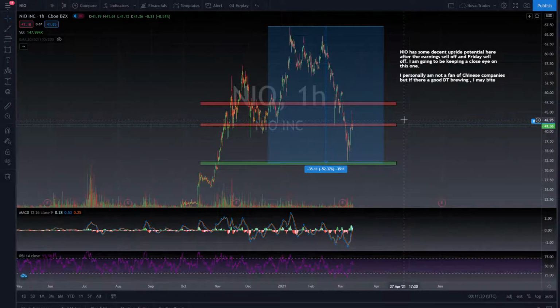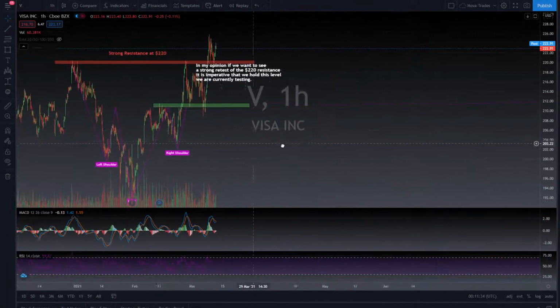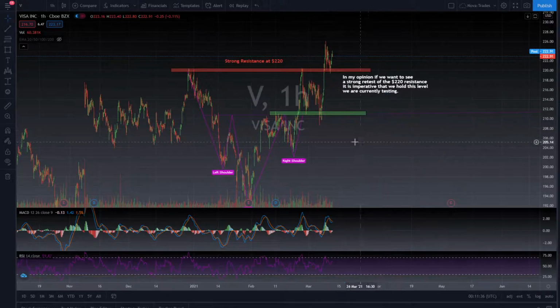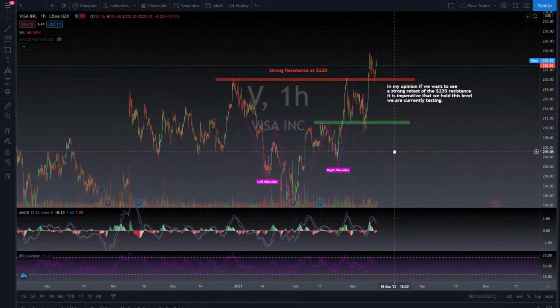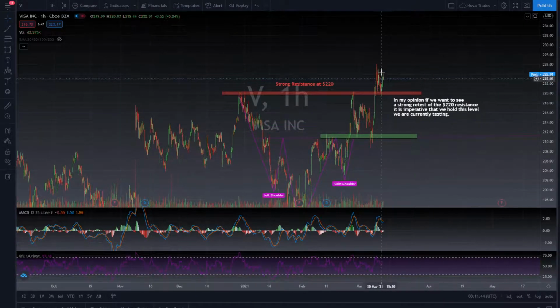Yeah, Visa looks nice as well. Yep, Visa looks real nice. Look at that, came up, retested, and bounced hard. That's exactly what we want to see off JPM. Up, retest, bounce. So we'd be looking for it to clear that 226 level.